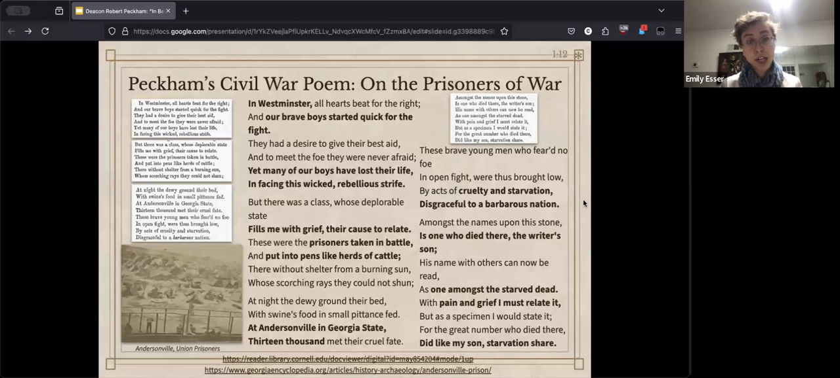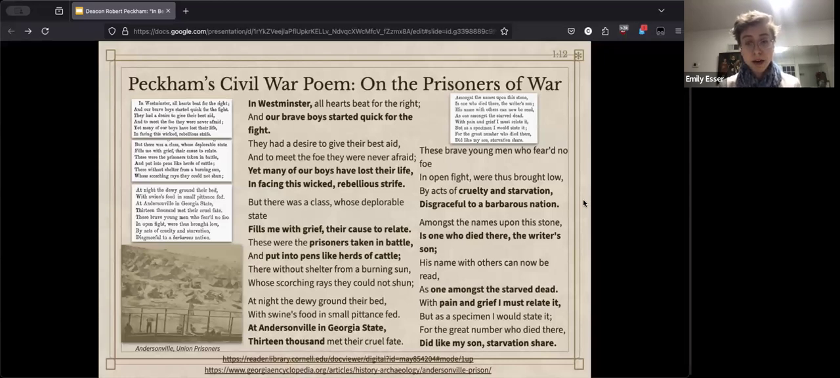These were the prisoners taken in battle and put into pens like herds of cattle. They are without shelter from a burning sun, whose scorching rays they could not shun. It goes on, and it gets worse and worse. And his son passed this way, suffering horribly.